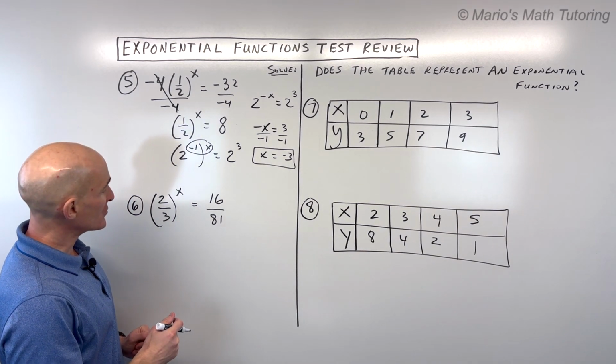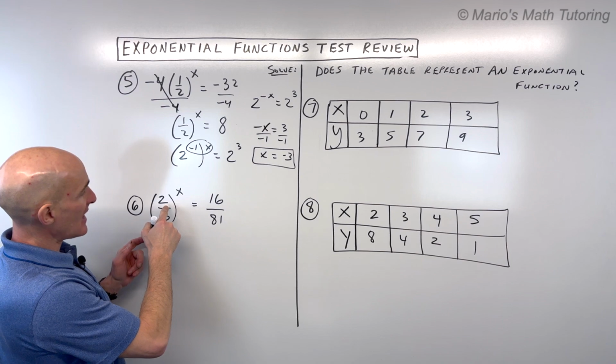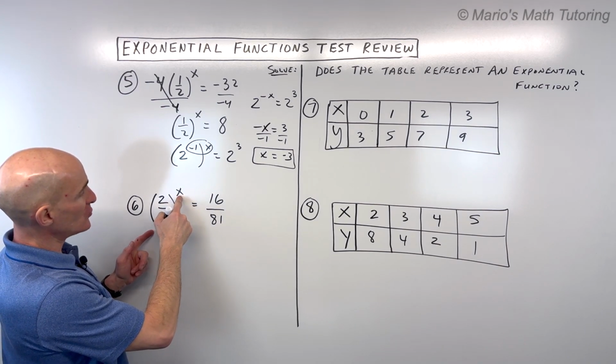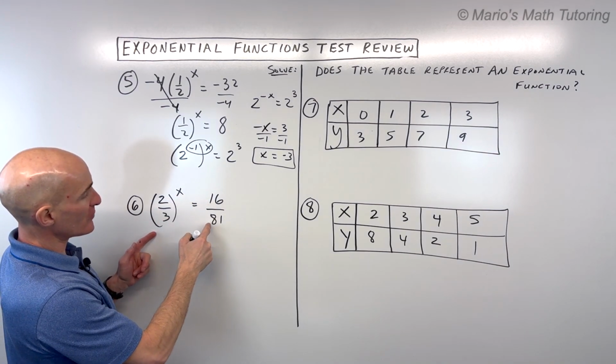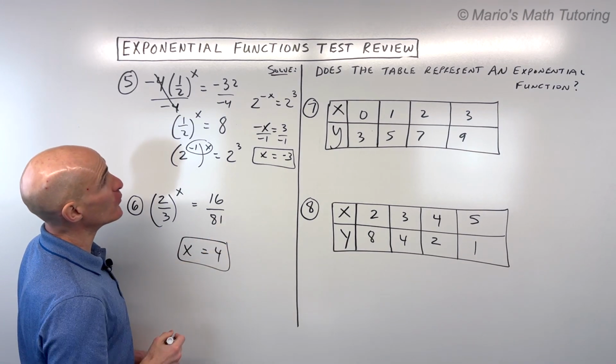So what do you think for number 6? This one, you might recognize that this is actually just to the 4th power, because 2 to the 4th is 16 and 3 to the 4th is 81. So that one was kind of a simple one there, x equals 4.